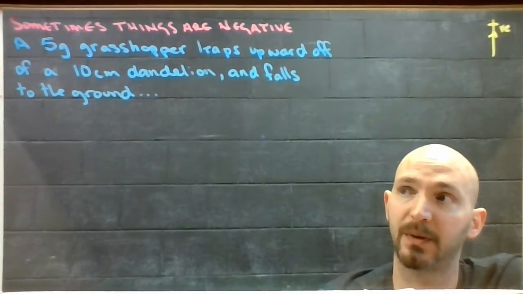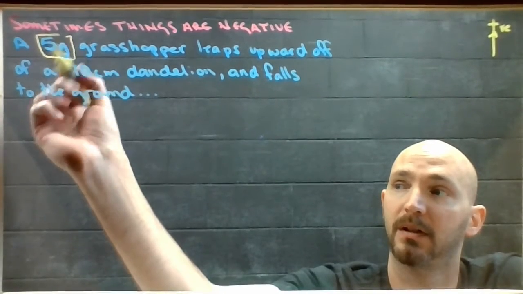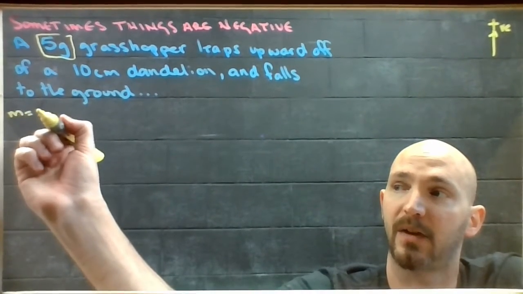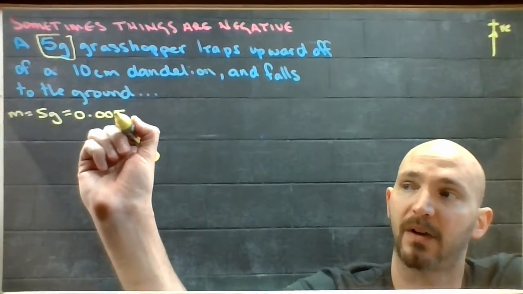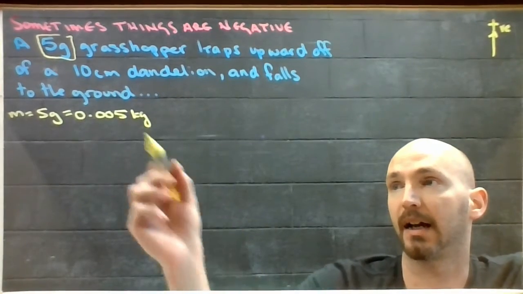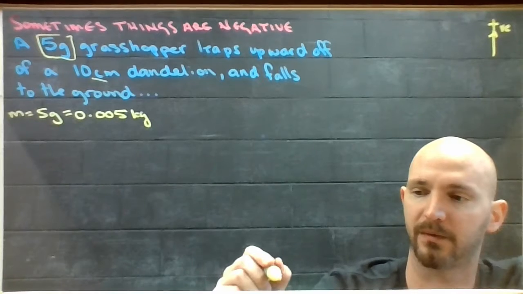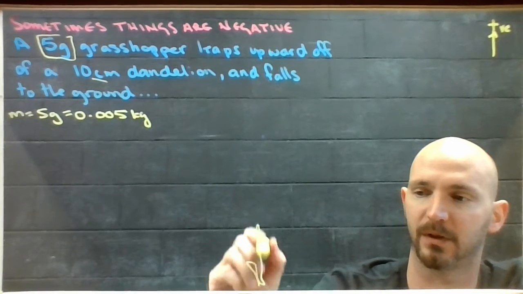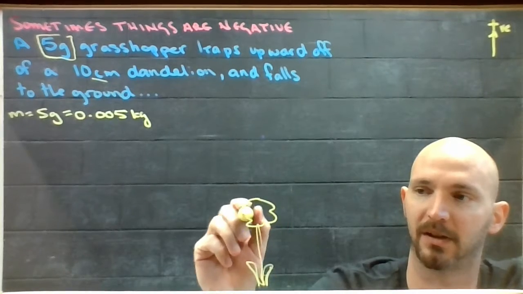So if I go through these variables, then I have 5 grams. So my mass is 5 grams, which happens to be 0.005 kilograms. And I have a 10 centimeter dandelion. And you have your flower, I guess that's what a dandelion could look like.